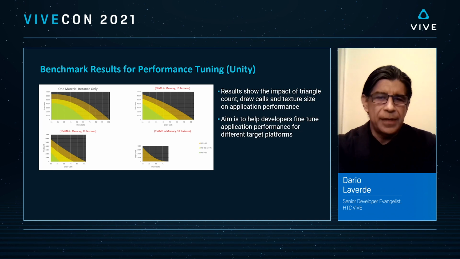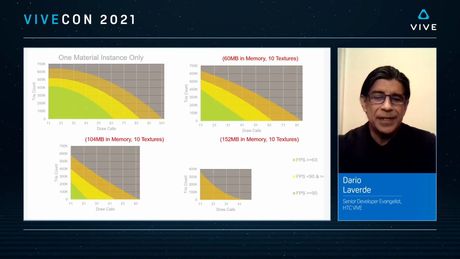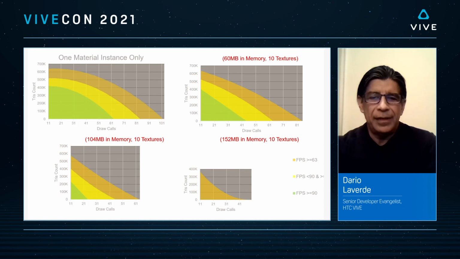Now, let me zoom in a little bit on these graphs here. We can see in this chart that green is at frame rate, 90 frames. In the yellow area, we're from 75 to 90. In the brown, it's like 63 to 75. But basically, you get an idea when you play with all these levers, so to speak, what effects you have. So on the y-axis here, we have the tri counts. On the x, we have the draw calls.